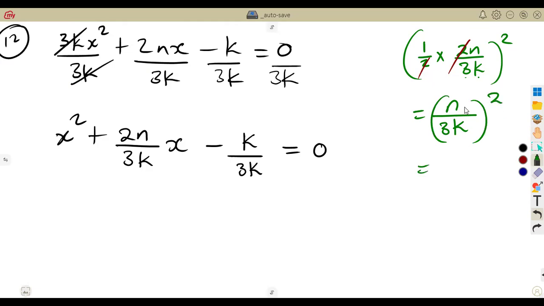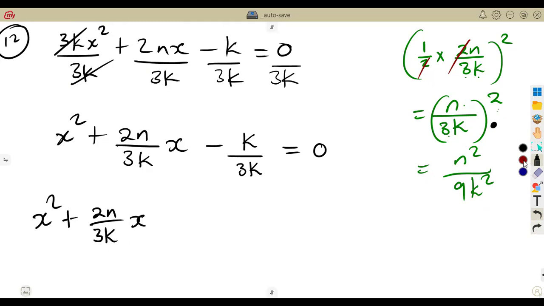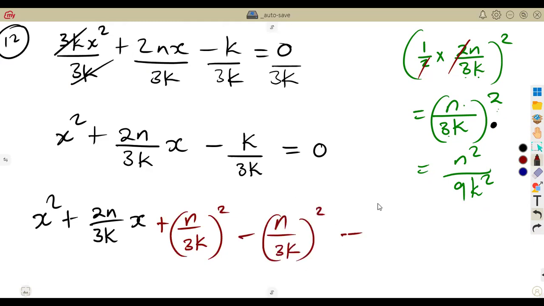So that was going to be n over 3k squared, which is n squared over 9k squared. So this is your perfect square that you're going to add or subtract, for the 2n over 3k x. We add, then subtract our perfect square, and we also subtract that n over 3k squared. All right, as it is, just leave it like that. That's equal to 0 like that.